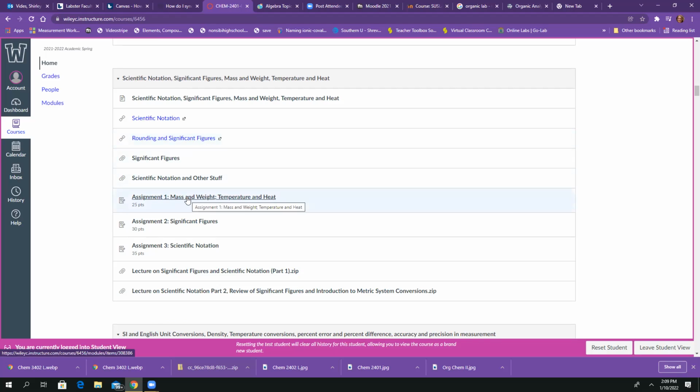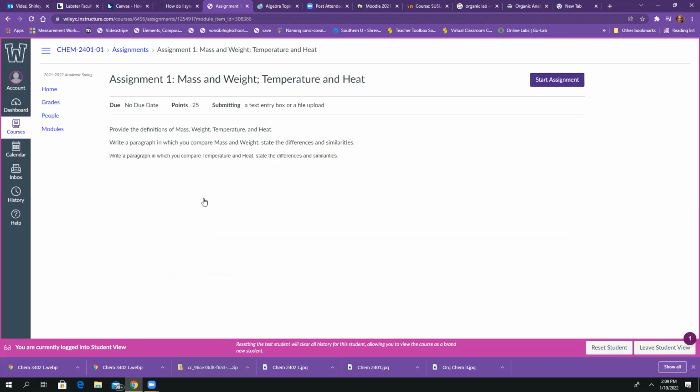Now, there is an assignment. It's called mass and weight and temperature and heat. For this one, it is a very simple assignment. Basically, it says provide the definitions of mass, weight, temperature, and heat.